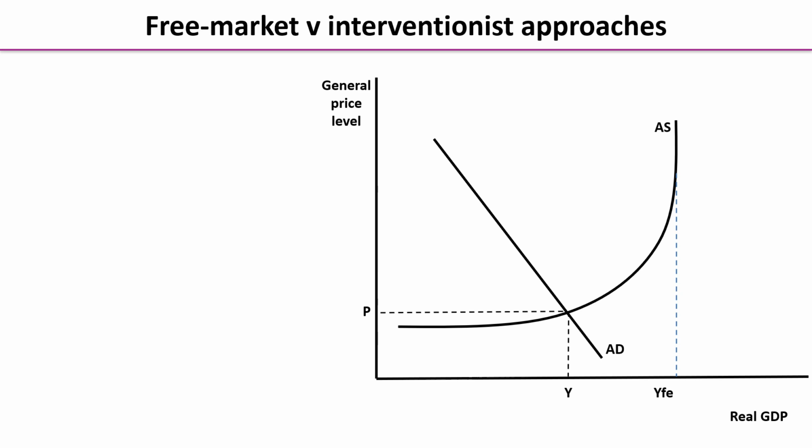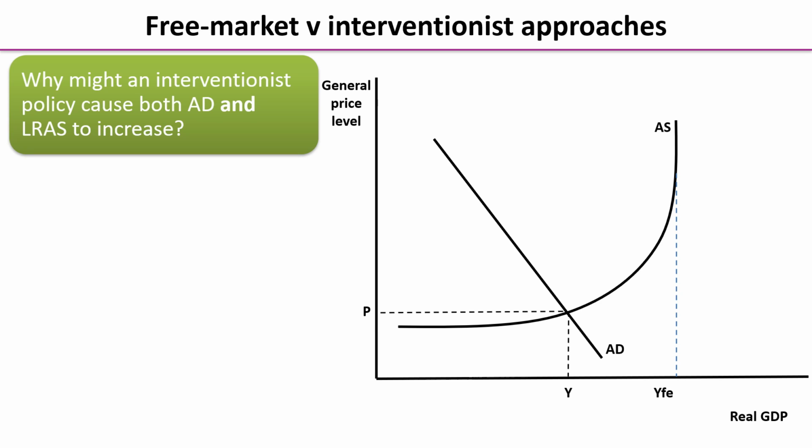Next, we're going to look at how you could use a diagram to show the impact of an interventionist approach in an economy. You're going to start with a nice simple AD-AS diagram. So I'd like you please, either in your worksheet or on a sheet of paper, to draw out that diagram. And then when you're ready, here's the question for you to think about. Why might an interventionist policy cause both aggregate demand and LRAS to increase?